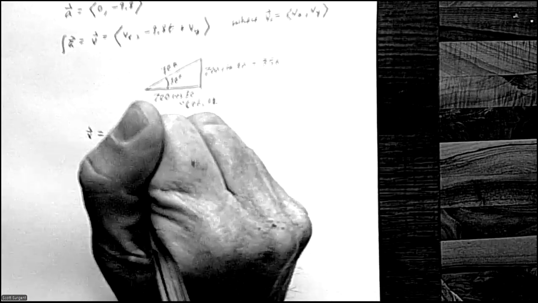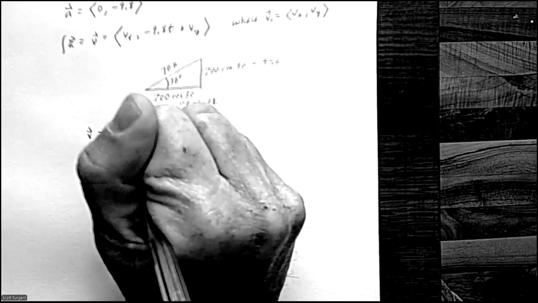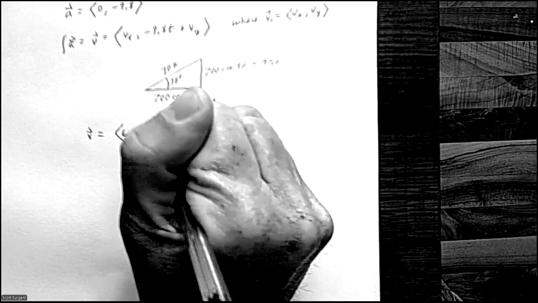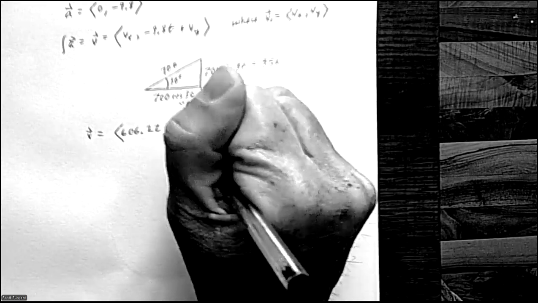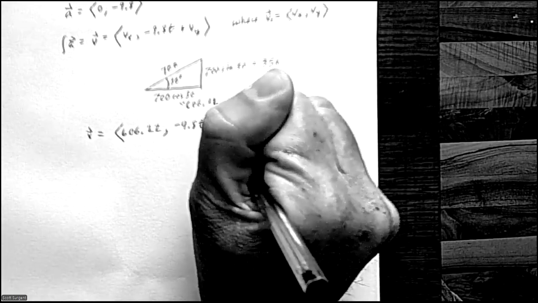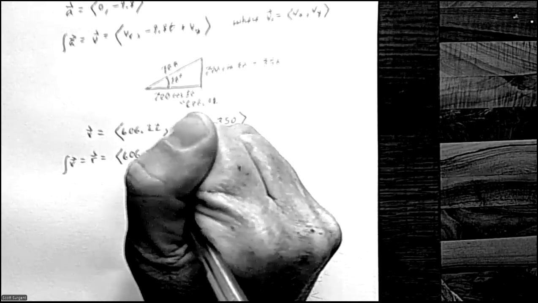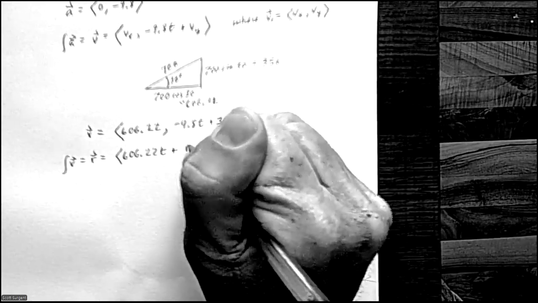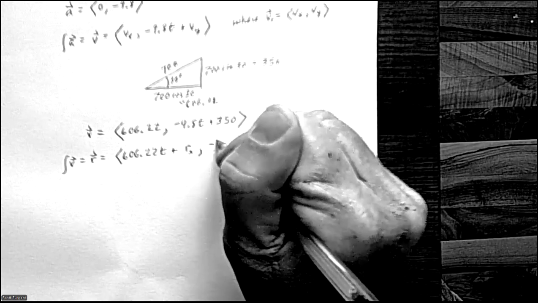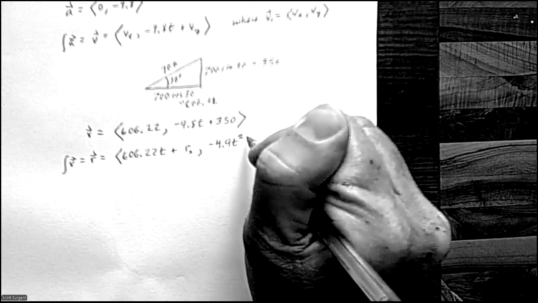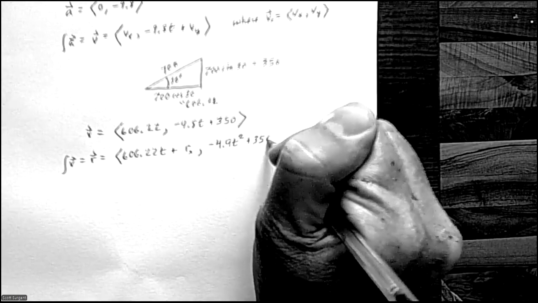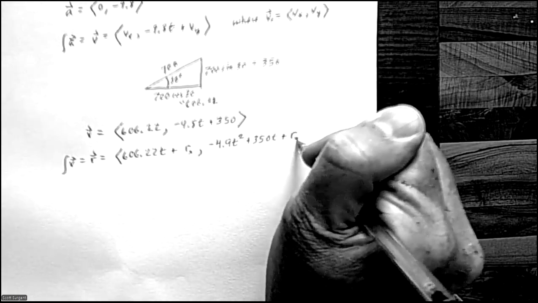Okay, so now I've got a velocity vector. The x component is 606.22, and the y component is negative 9.8 t plus 350. Then we integrate one more time to get displacement. This will be 606.22 t plus some initial x component, and negative 4.9 t squared plus 350 t plus some initial y component.